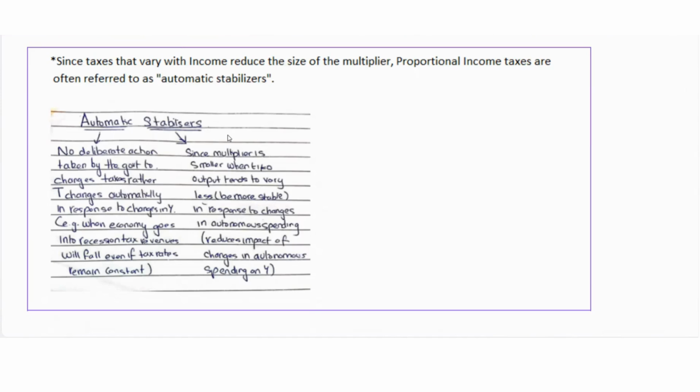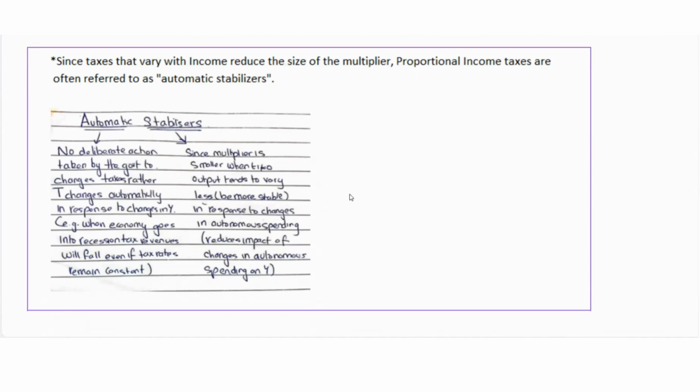The term stabilizer comes from the fact that the multiplier is now smaller when you have proportional income taxes. So when autonomous spending changes, output will vary less, because of the smaller multiplier. The smaller multiplier will reduce the impact of changes in autonomous spending on Y. So proportional income taxes are known as automatic stabilizers, where automatic comes from the fact there is no deliberate action by the government to change taxes. Rather, these taxes are changing automatically due to changes in Y.